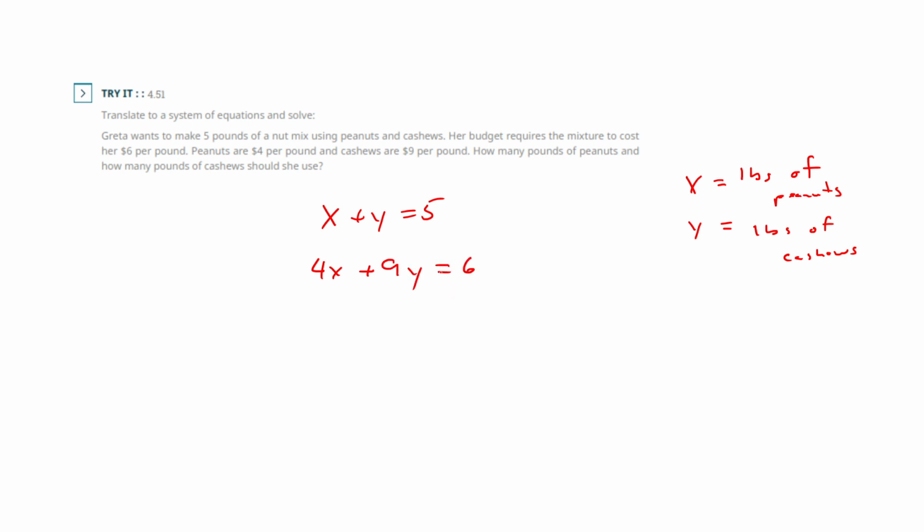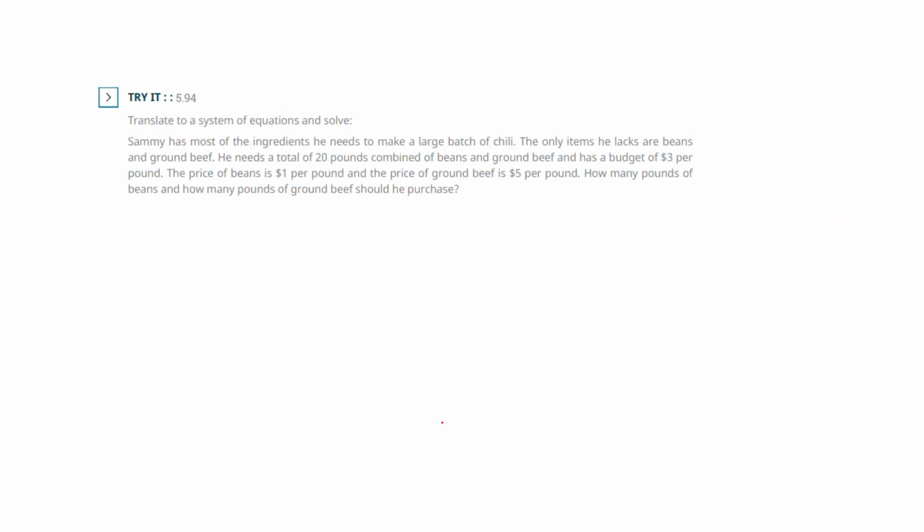Now we can't just say $6 again. This is total cost on the left. It must be total cost on the right. So for this kind, you have to multiply it by the total mix. So it's $6 per pound, and we've got 5 pounds, so I would need to multiply that. Okay, now you wouldn't work it like this. I would change this into x plus y equals 5, 4x plus 9y equals 30. Now you could run a -4 through here. You could do substitution, whatever you think's best.